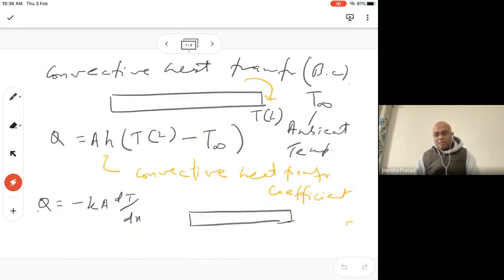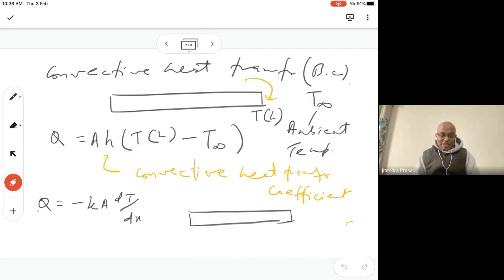Radiation is non-linear, so we don't apply it here, because all the problems we are solving here are for the linear problem only. Okay, got it? You can just see Wikipedia and all, to see what convective heat transfer is.